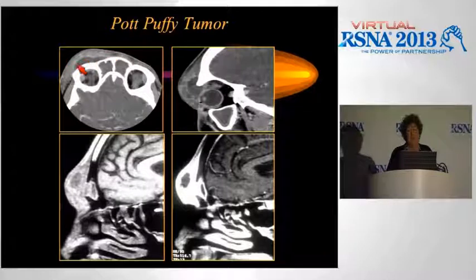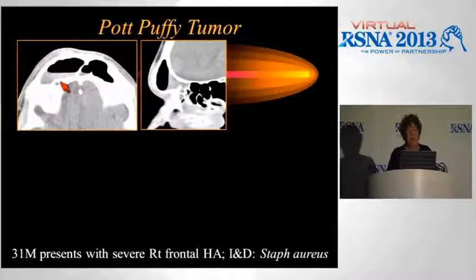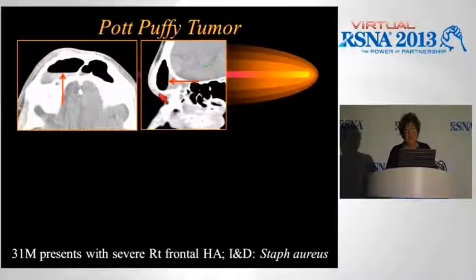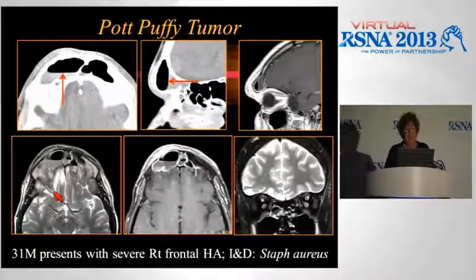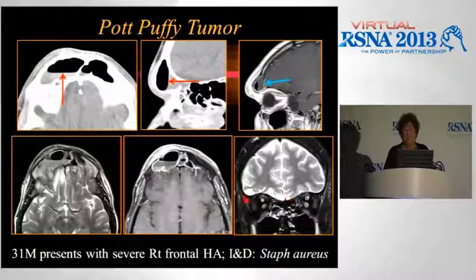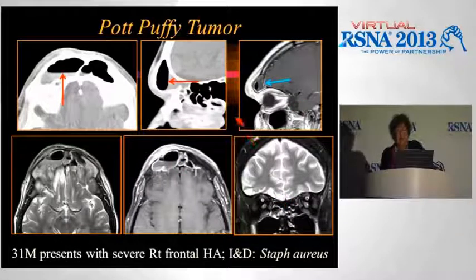Frontal osteomyelitis, Pott's puffy tumor from frontal abscess. And you can see it's not gone into the brain versus this patient. Big air fluid level in the frontal sinus, and you can see on the MR that there is meningeal enhancement and there is abnormal fluid and edema in the adjacent gyri in the brain.